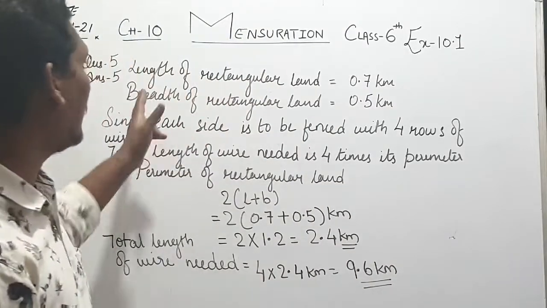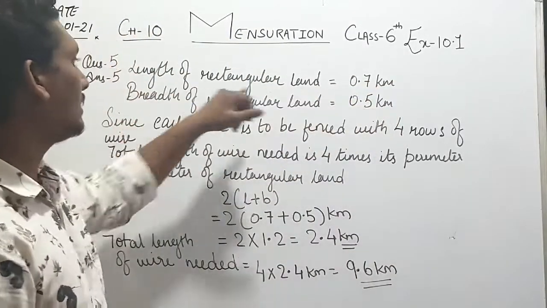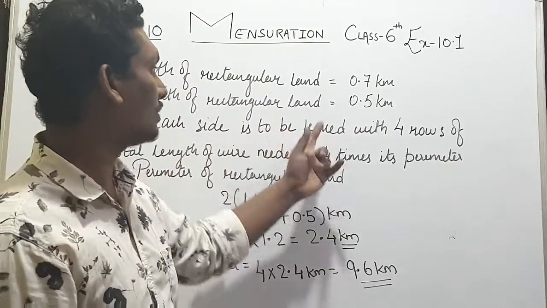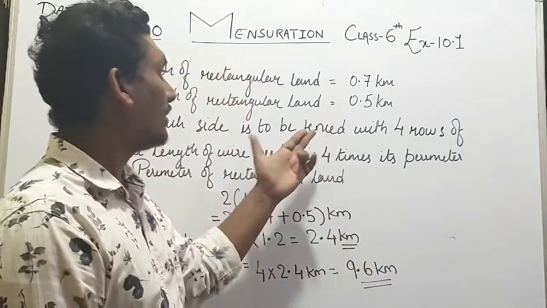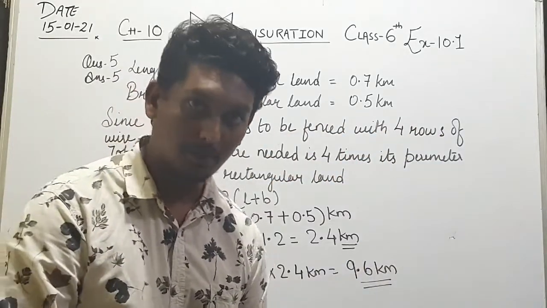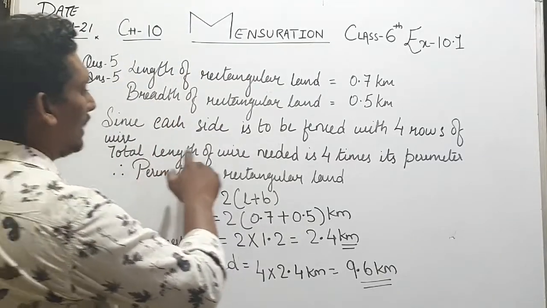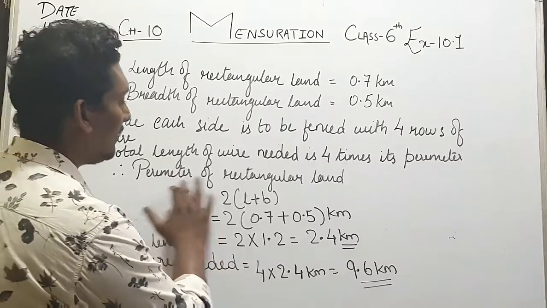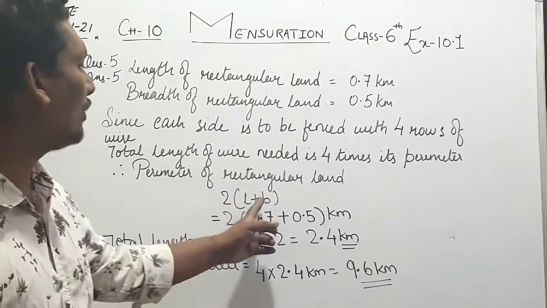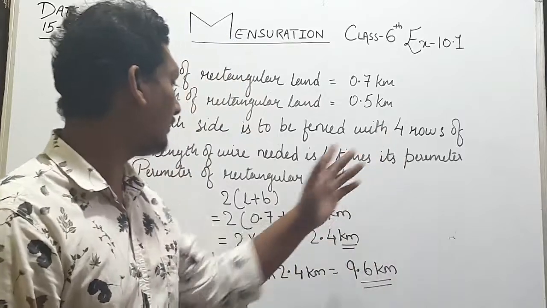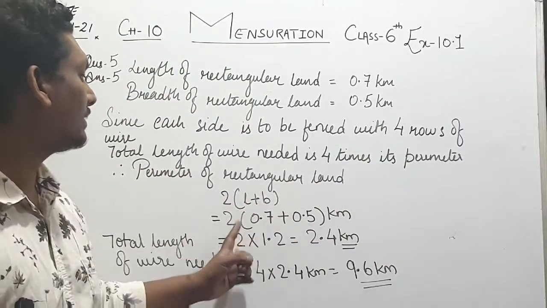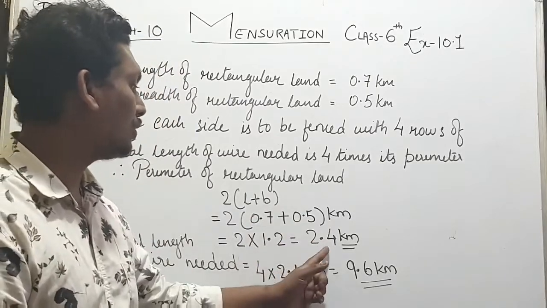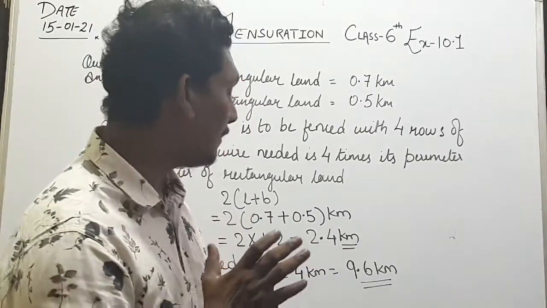Here the length is given 0.7 kilometers, breadth is given 0.5 kilometer. Since each side is to be fenced with 4 rows of wire, we have to find the perimeter. We have to find how much wire is needed in total. The perimeter of a rectangular land is 2 into (L plus B). Because of this fencing we are finding the perimeter. So 2 into (0.7 plus 0.5) kilometer. When you add and multiply, you will get 2.4 kilometer. This is the perimeter.